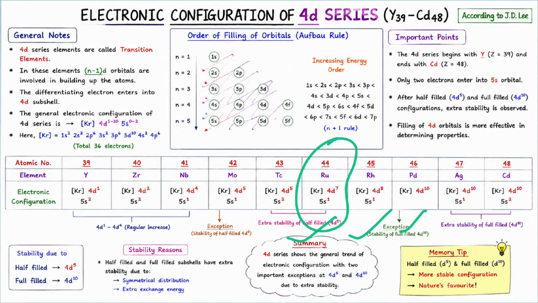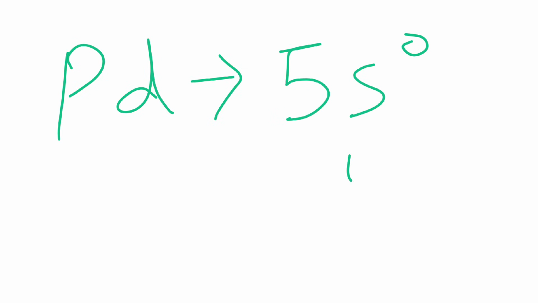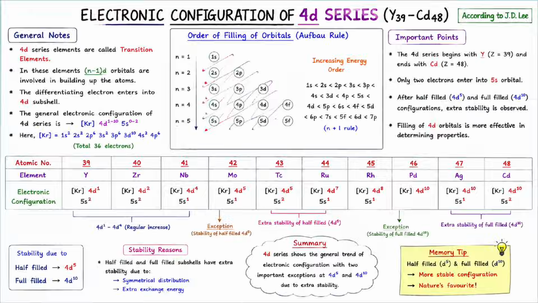For palladium, it is 5s0 4d10. Now you observe here, for palladium, the electronic configuration is completely filled and the s orbital is completely empty. That's why palladium is known as a stable element, because it is attaining the fully filled configuration. Now in the case of silver also, the configuration is 5s1 4d10, and for cadmium 5s2 4d10. Why is the fully filled electronic configuration more stable? The reason I already gave you in the last video.